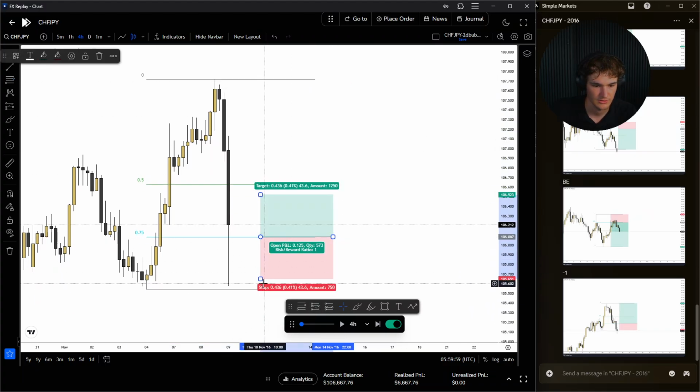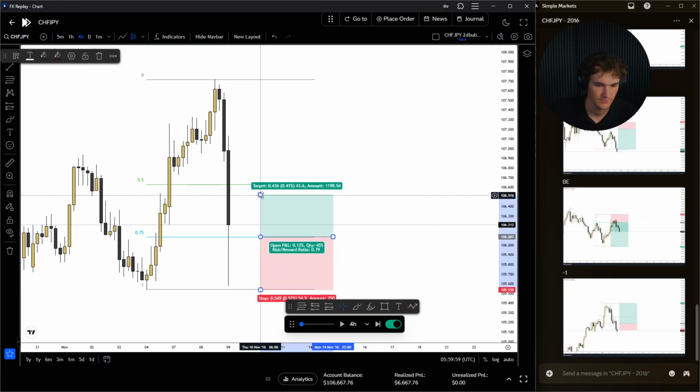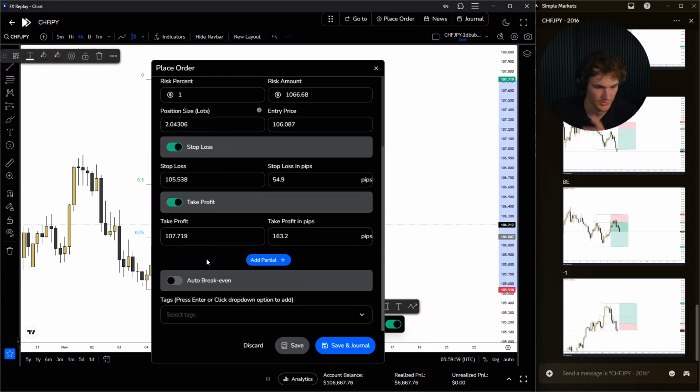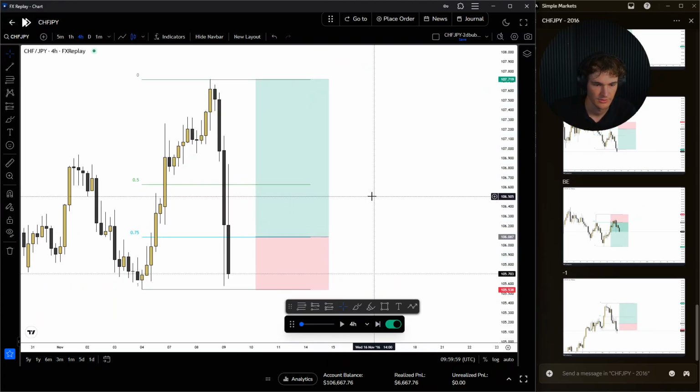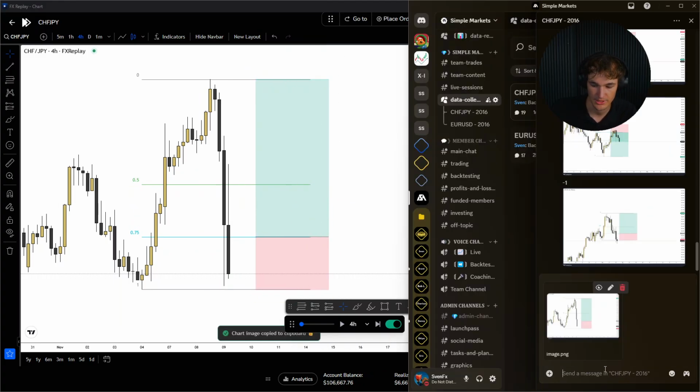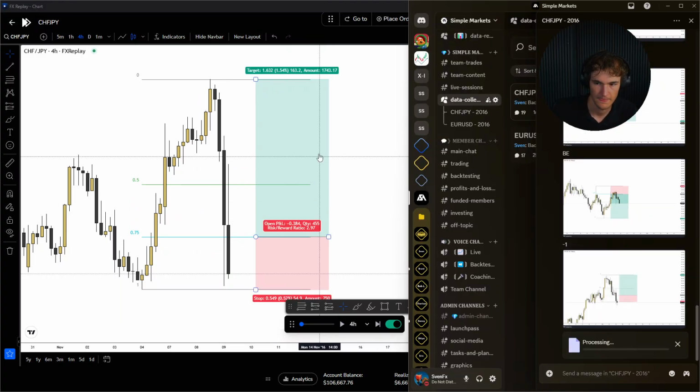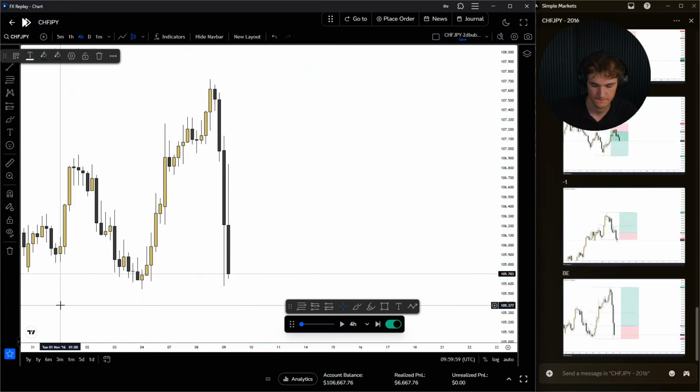Still going to try to enter into it, but it looks like we might have missed this one. So if it goes back up now, I'll delete it. Oh, it actually stops us out at break even.